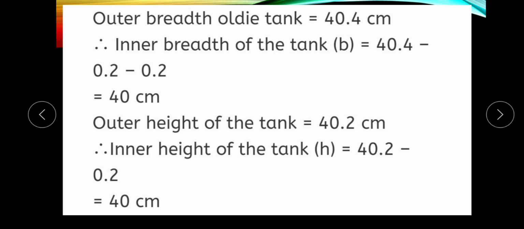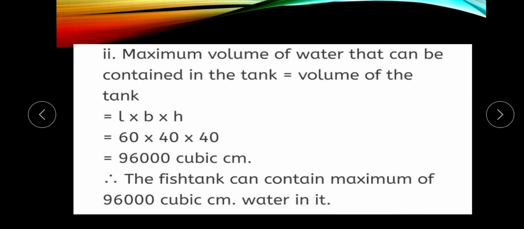We'll use these in the formula of volume of the inner side of the fish tank. Now that is the maximum volume of water that can be contained in the water tank. That is equal to the volume of the tank. That is equal to, dear children, the volume of cuboid. So volume of cuboid is length into breadth into height. That is, substituting the values, we get 60 into 40 into 40.